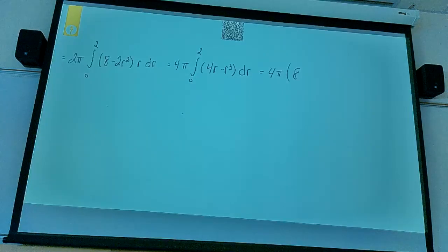There's 4r integrated from 0 to 2. It's just 8. R cubed, antiderivative, r to the 4th over 4. R to the 4th from 0 to 2, 2 to the 4th, which is 16, divided by 4. There's the volume, 16 pi cubic units.